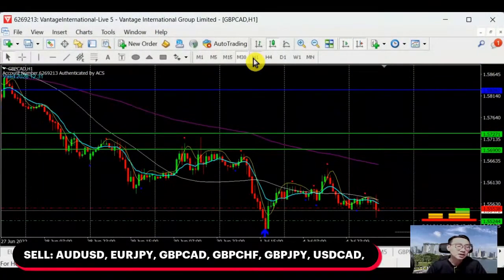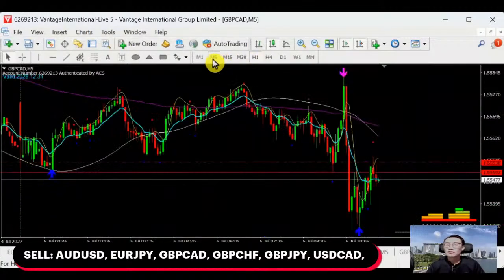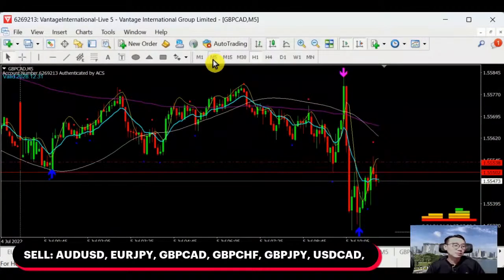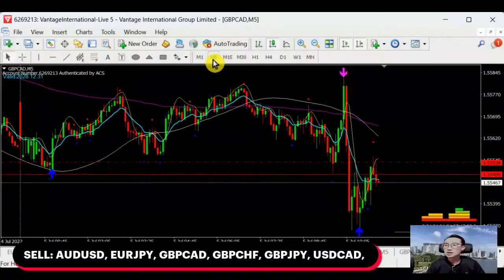H1. Now what's the time now? About 5 minutes past H1. So this one, GBPCAD looks good also. Pound Yen looks good as well. GBPCAD looks good, Pound Yen looks good. All right.